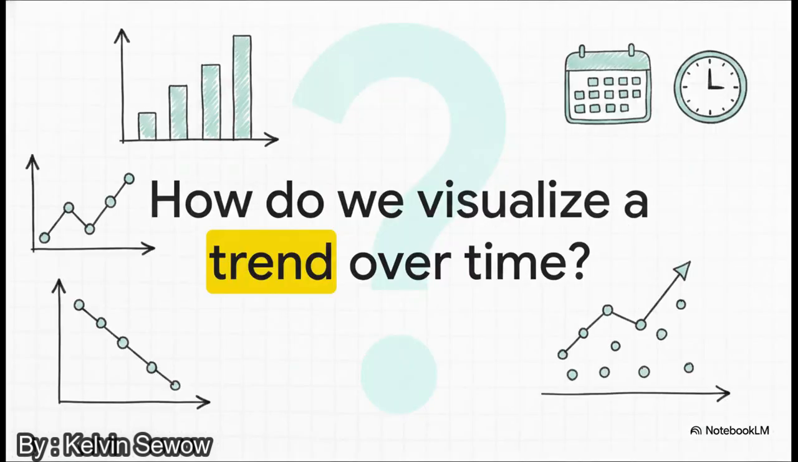Now, I want to pause for a quick second. We've looked at categories and proportions. But how do we visualize a trend over time? Like, if the marketing team asks you to show whether traffic is going up or down month over month, what kind of chart do you build?